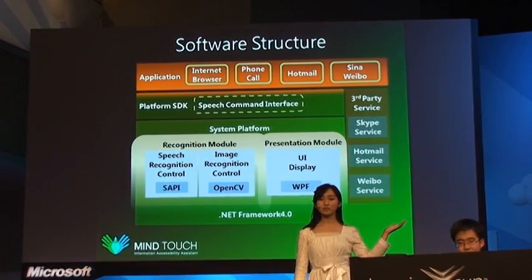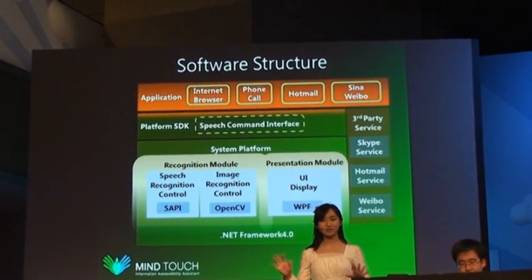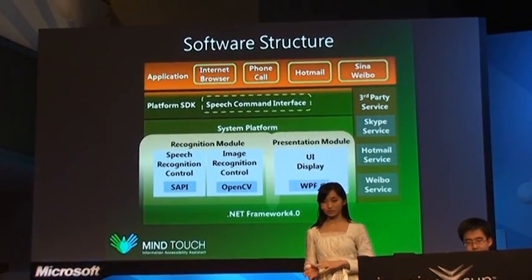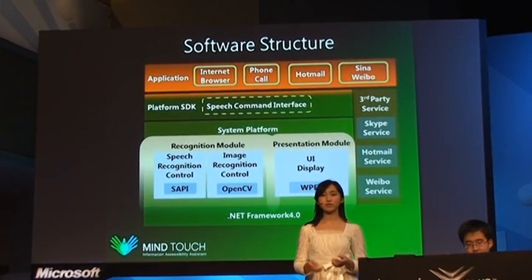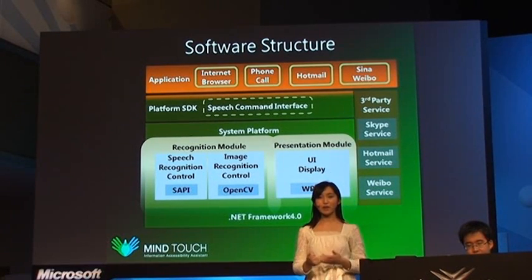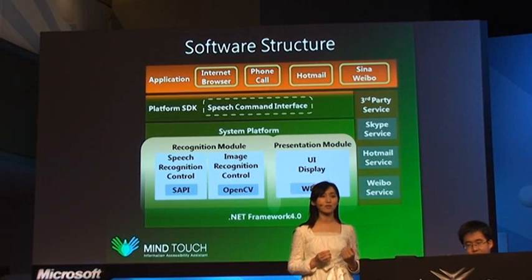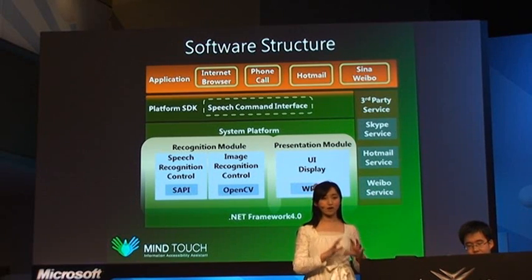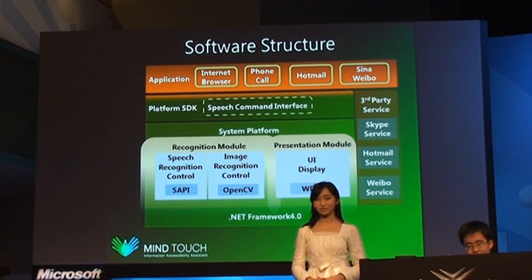Let's see the software structure of our platform. It runs on .NET Framework 4 and is divided into 3 layers. The basic layer is the input and output, and then the SDK for third-party developers, and then the application which is made by the third party and can be added to our platform. The input model consists of the combination of image control and speech control. For the image control part, we use OpenCV APIs, and for speech control, we use speech APIs.